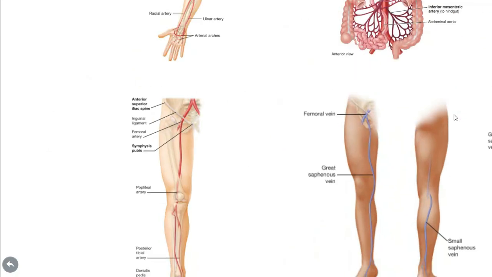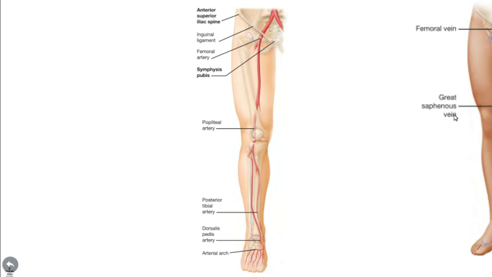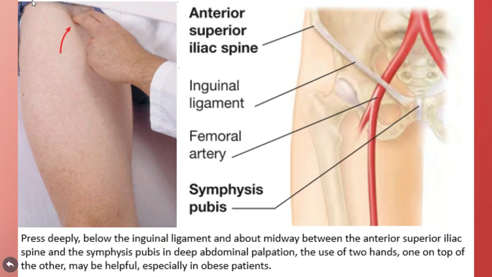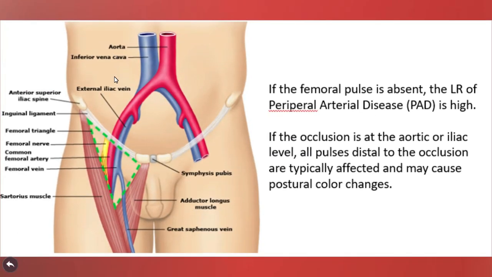Next is the femoral artery. Where's the femoral artery? You can palpate it just below the inguinal ligament, about midway between the anterior superior iliac spine and symphysis pubis, with deep palpation. You can use two hands, one on top of the other, in obese patients. If the femoral pulse is absent, likely the patient has peripheral arterial disease.